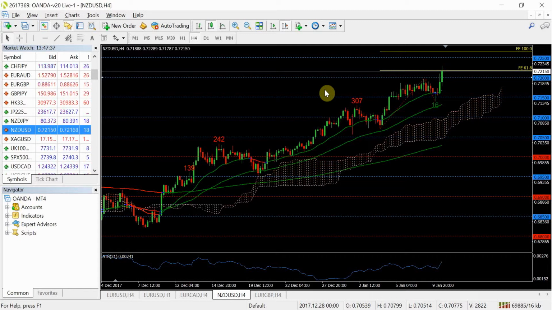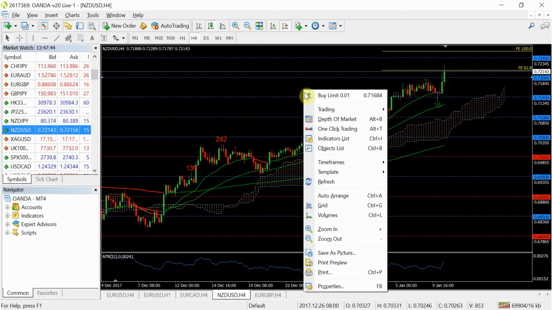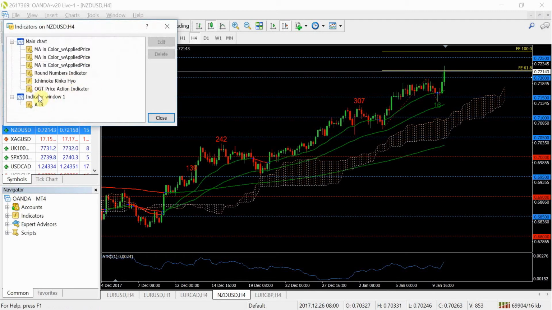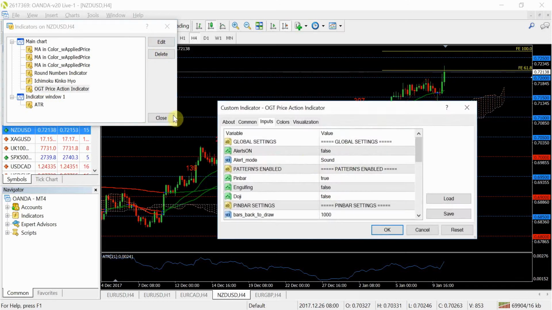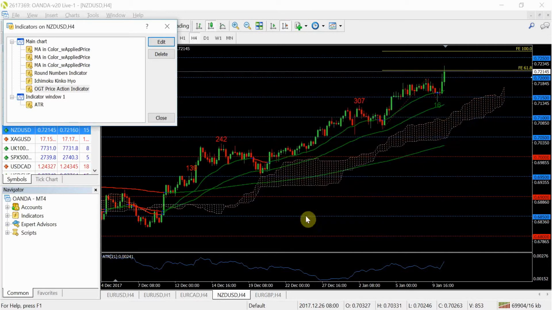Before I begin, let me share with you the indicators that I've got on my chart. Obviously I've got the price action indicator, set to just the pin bar setting because that's all I'm really interested in at the moment. I've got the Ichimoku indicator up, and I only really use that for the cloud, to see where price is in relation to the cloud.